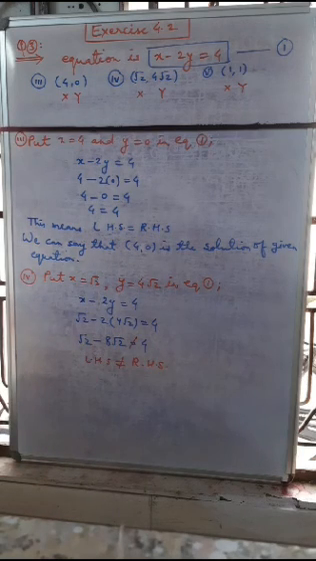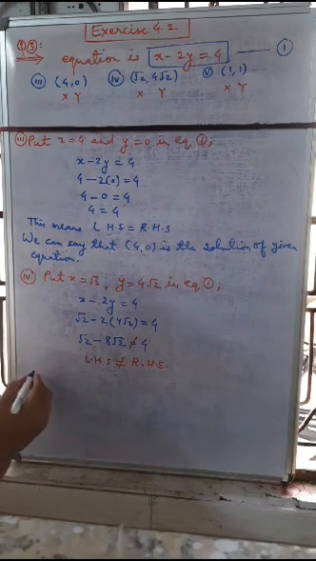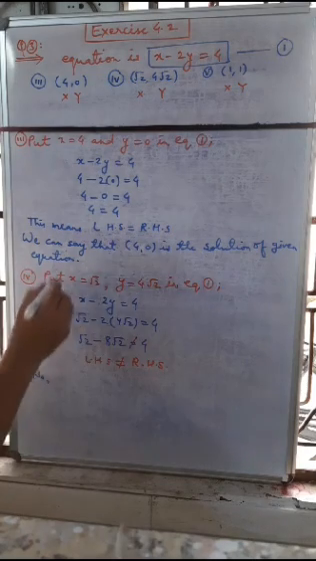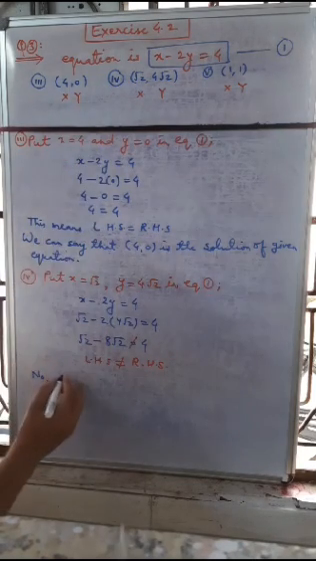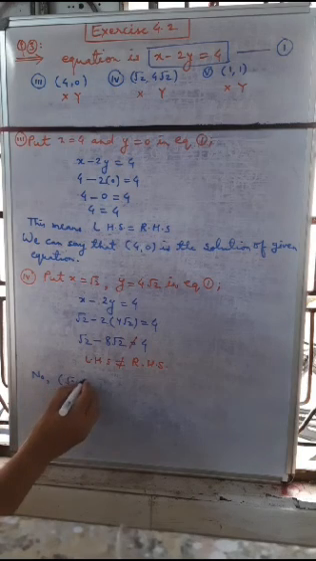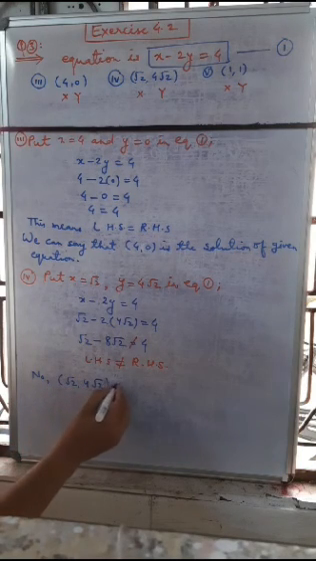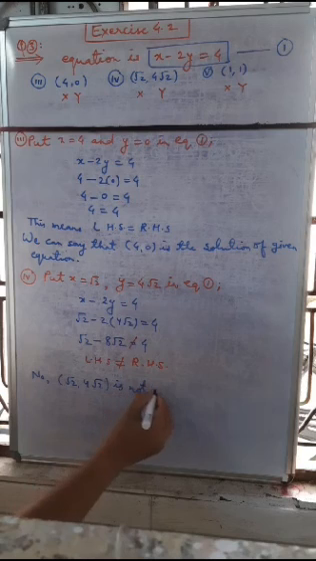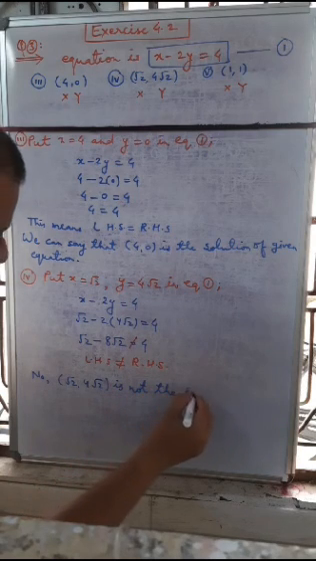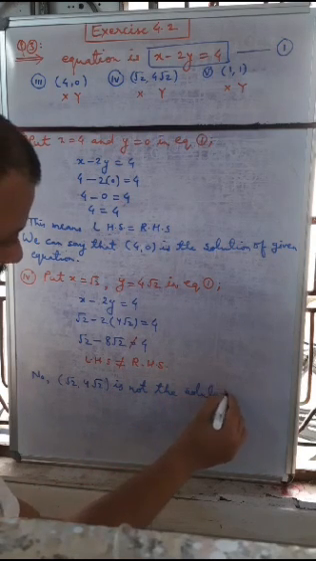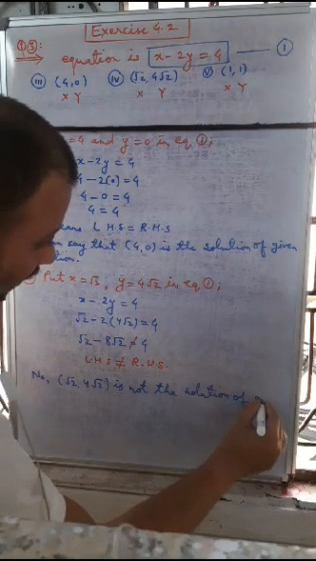So we will write here, no. The given point, root 2 comma 4 root 2, is not the solution of the given equation.